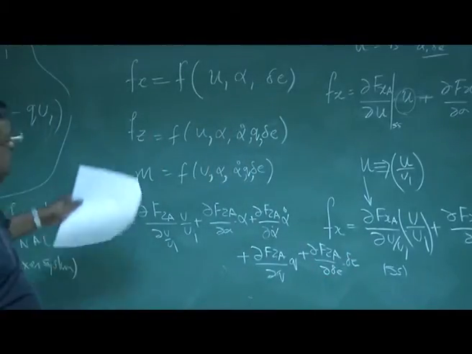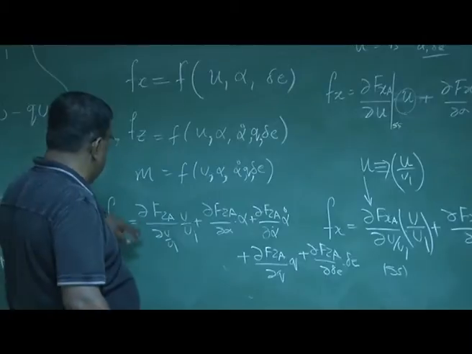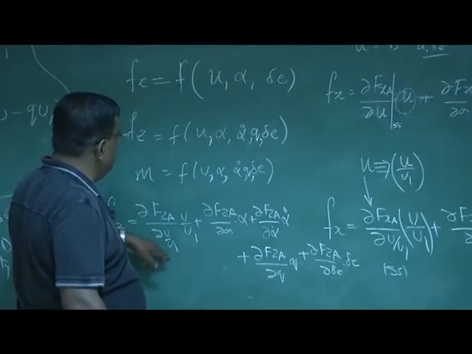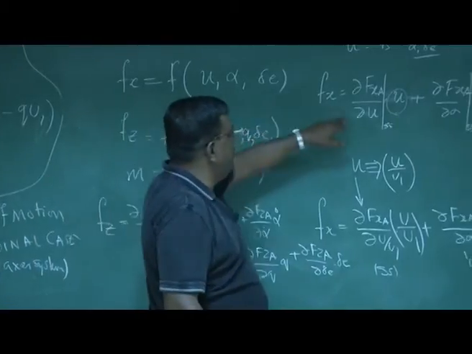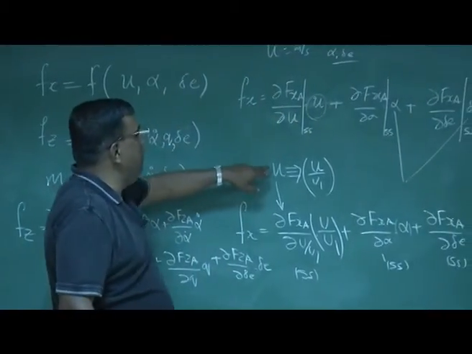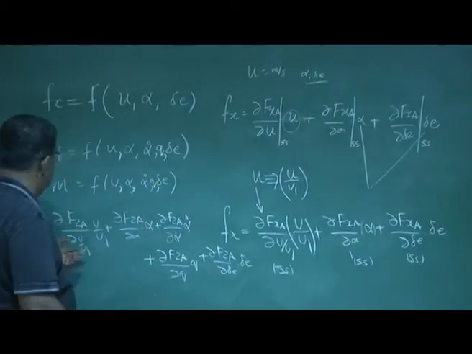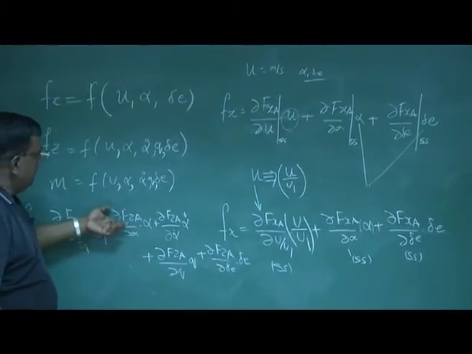Mechanically, if I expand it, it will be dFza by du. So you have seen it should have been dFxa by du. You have agreed that I will replace u by u1. So this becomes this. Alpha is fine.